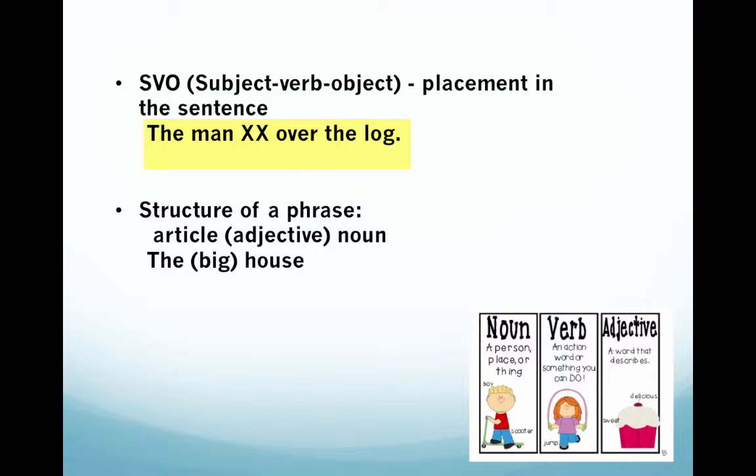We also know the structure of a phrase. We know that a phrase is going to have an article. It might have an adjective, it doesn't have to, and then a noun. So you could see the phrase the big house. If I don't know the word big, I can guess at least that it's an adjective describing house.